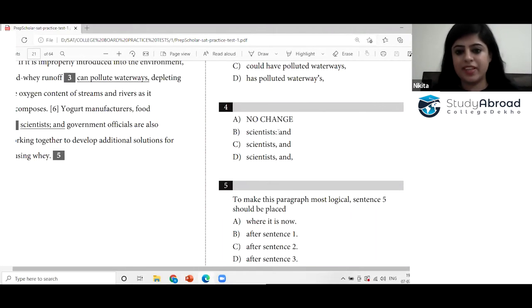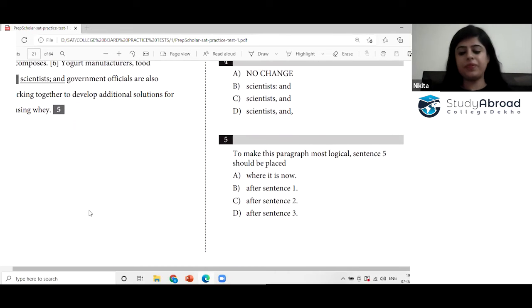But the list is not coming after this point, right? It has already started over here. The elements start coming up from the very first word of the sentence, that is yogurt manufacturers. So we have yogurt manufacturers, food scientists, government officials, which is more than two in number. So C becomes the right answer. We are going to put a comma before "and."